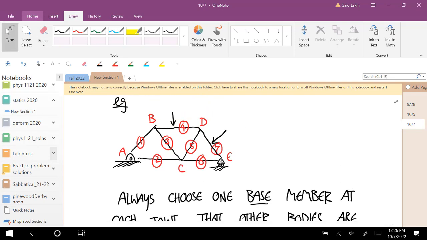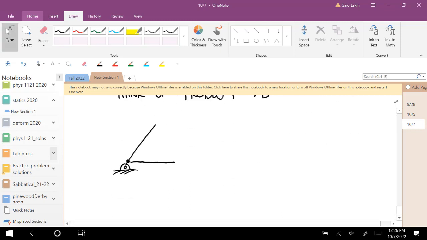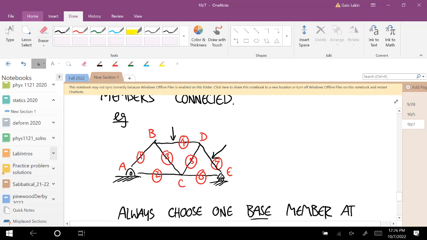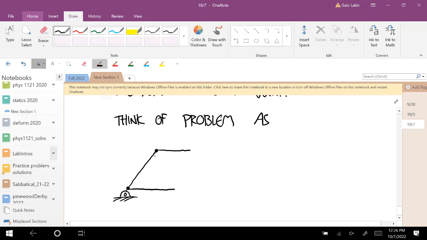Okay, so at the joint B, what's the lowest numbered member? It's 1 again. So everything's going to be connected to 1 again. So 4 goes that way from 1. 2 goes this way from 1. Let me, you know what, I'm going to try color coding it.